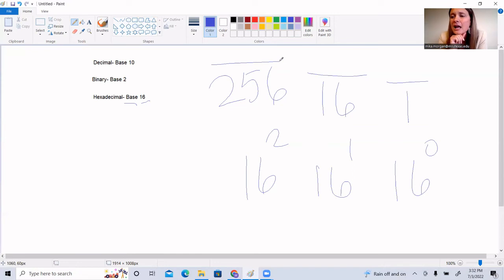Okay. So I could have like a 1, a 2, and a 7. And I would multiply them by their place values to get their values. That would be 256 plus 32 plus 7. And I could add those together to get the base 10 number. Okay. So that is how you could go between hexadecimal and decimal. That one's a little bit harder.